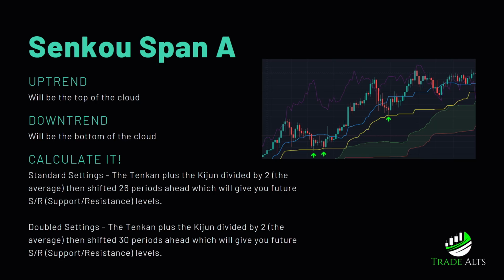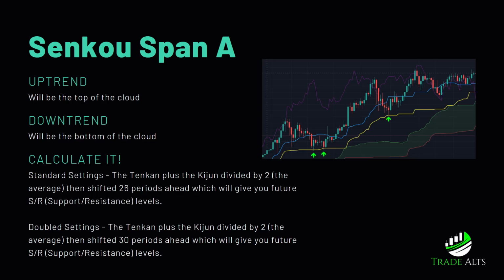And then your Senkou span A. You can also call it the leading span. You'll see it in some indicators, some people call it the leading span. In uptrends, the Senkou span A will be the top of the cloud. So it's this green line that you see here. This green line right here, that's the top of the cloud. So this is a bullish cloud, with Senkou span A on the top. In downtrends though, the Senkou span A will be the bottom of the cloud.